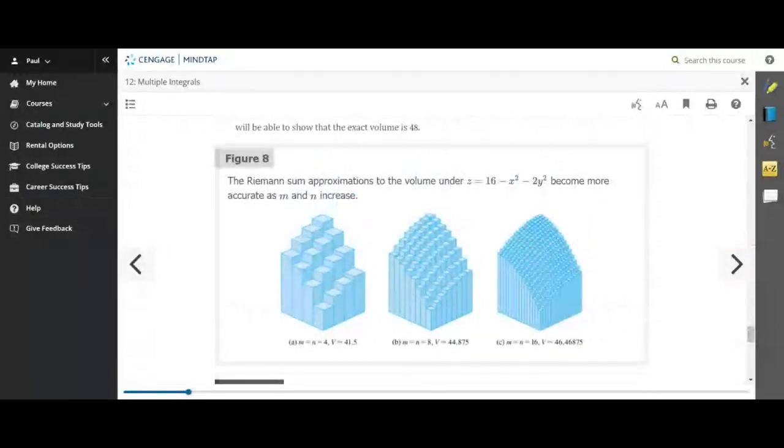Okay, you see there you have a function, z equals 16 minus x squared minus 2y squared. And in the first picture, they have n equals 4. That means there are 16 blocks. Okay, and then in B, you have n equals 8. So that's 8 times 8, that's 64 blocks. The volume is 44.875. And then in C, you have n equals 16. That's 16 times 16, that's 256 blocks. So the volume is a little more than 44.875, but you can see it's starting to converge.